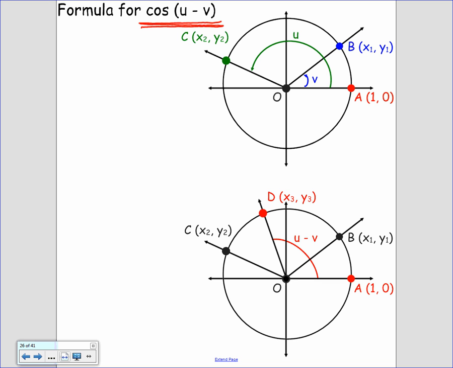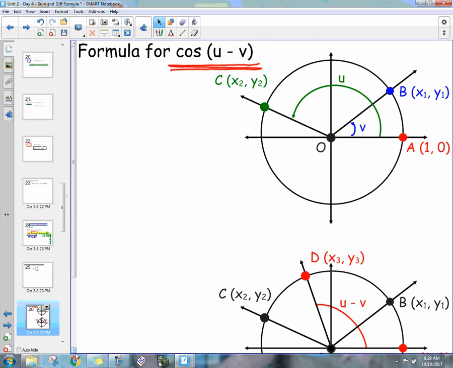Okay? But what I want you to see over here is that, maybe I'll go to highlighting here. Let's see, highlighter, let's go to green. I want this angle to be angle U, okay? And then I want this angle right here to be angle V. Please note that we're trying to find how much is U minus V. Well, U minus V would actually be this angle. Crazy, huh?